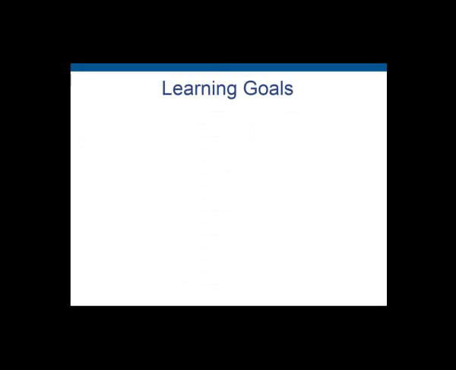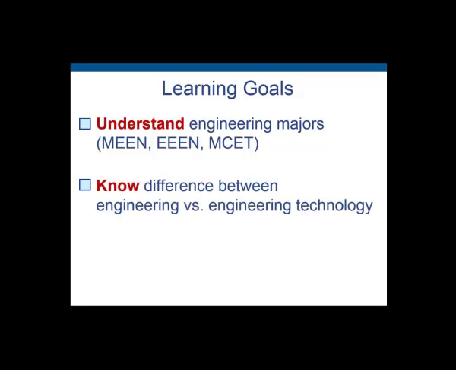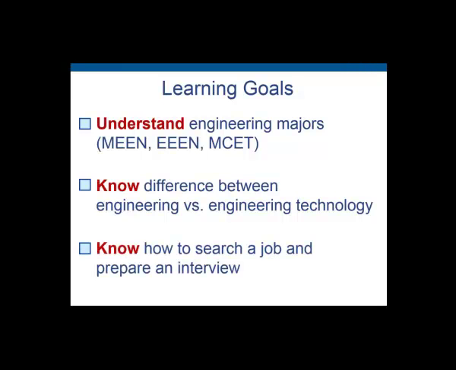So let's go to Chapter 1, Everyday Engineering. We have 3 learning goals. First one, understand engineering majors. We have 3 majors: mechanical engineering, electrical engineering, and mechanical engineering technology. The second one is to know the differences between engineering and engineering technology. And the third one is, after you graduate, how to search for a job in the engineering field and how to get a job, how to do a successful interview. Okay.